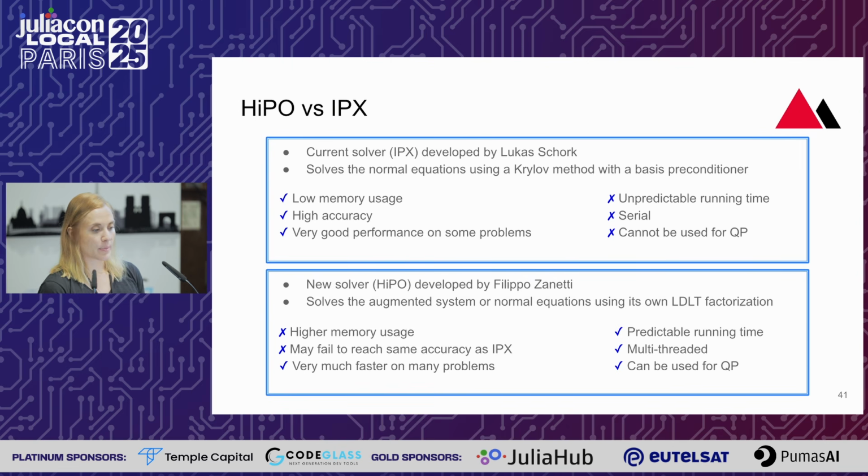Particularly, IPX is serial and cannot be obviously parallelized. It's got unpredictable running time. It cannot be used for QP, but it's got a very low memory usage, a very high accuracy, and very good performance on some problems. In contrast, the new solver HiPO is parallel, has predictable running time, can be used for QP, but it's got a higher memory usage and it may fail to reach the same accuracy as IPX. However, it performs very much faster on many problems, some of which were these energy system models.